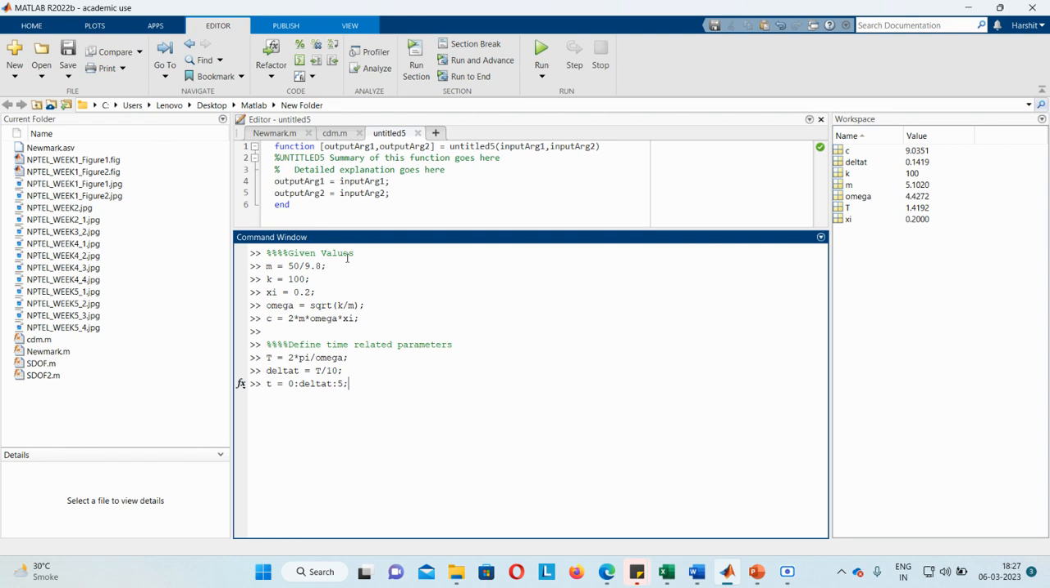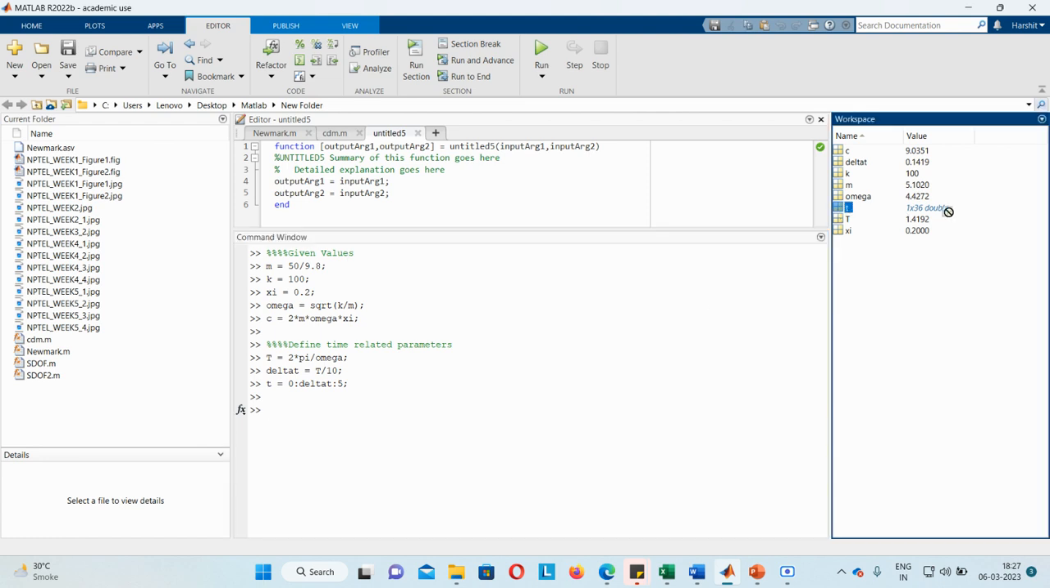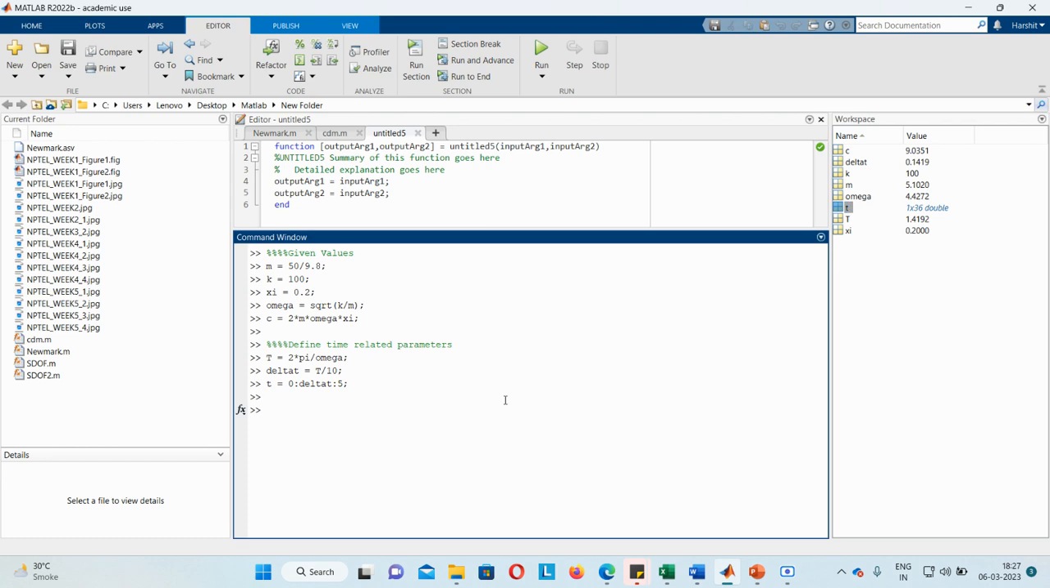So this is the time related parameter. So in total we will have 36 points at which we will see the response. Now we are talking about the linear acceleration method. In the acceleration method also there are two kinds: average acceleration method and linear acceleration method. So we'll go with the linear acceleration method.